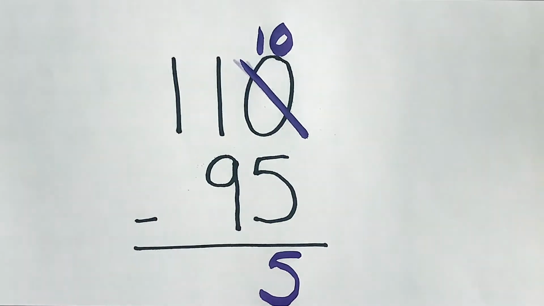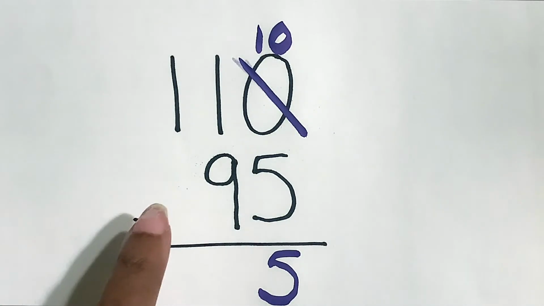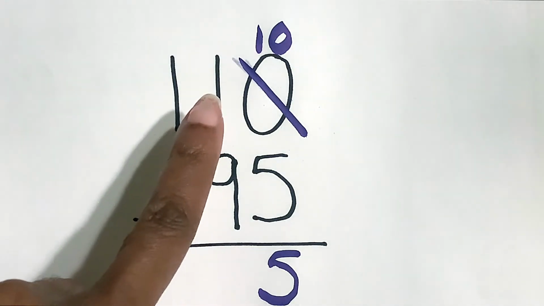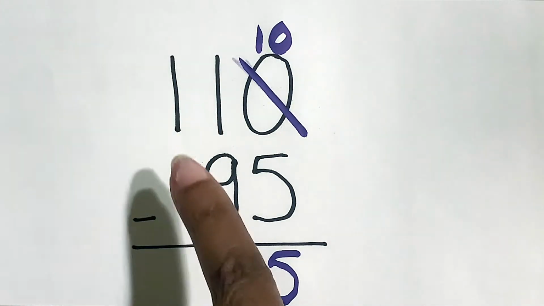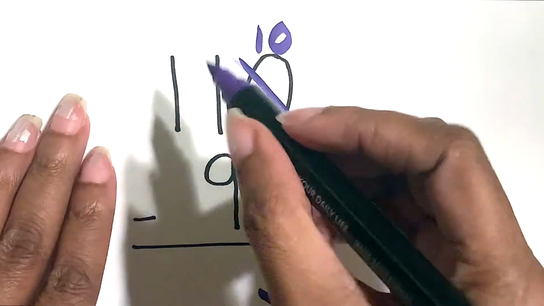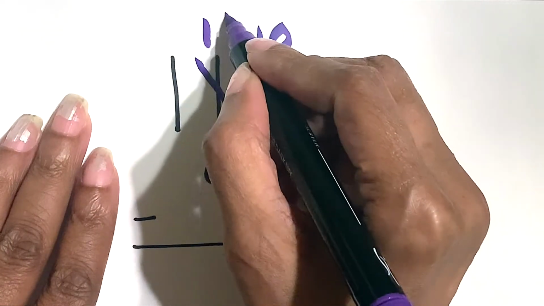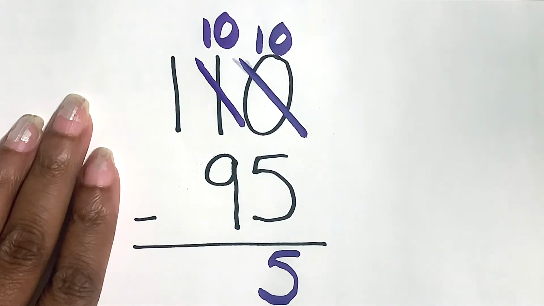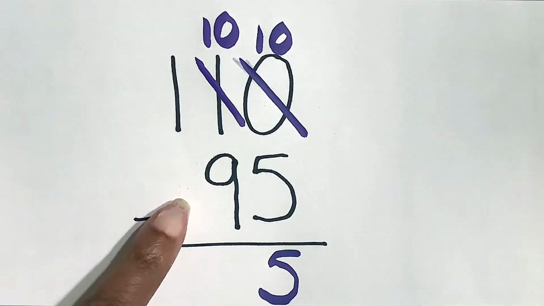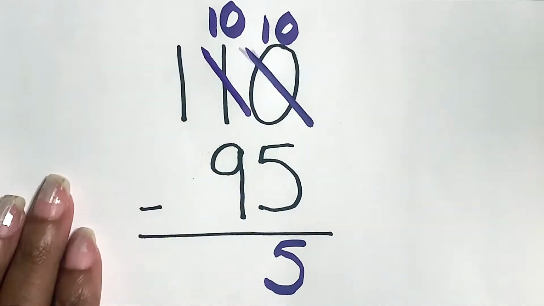Now we're going to do the middle side. Now you know you cannot subtract 9 from 1, so we have to change this 1 into a 10. Now we can subtract 9 from 10, so 10 minus 9 gives us 1.